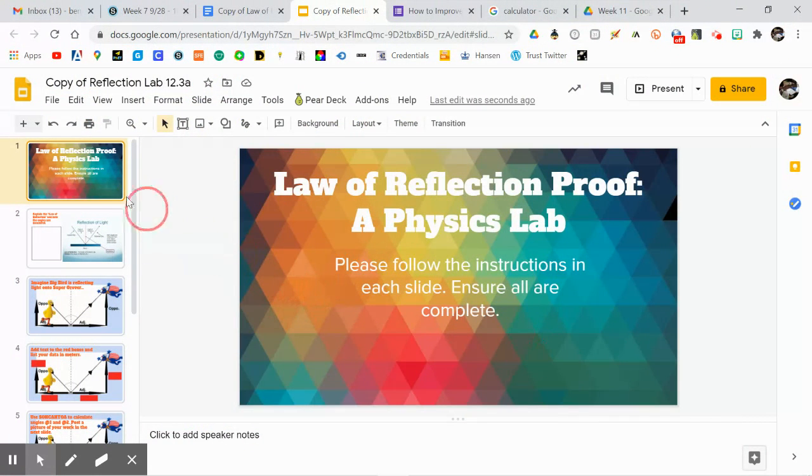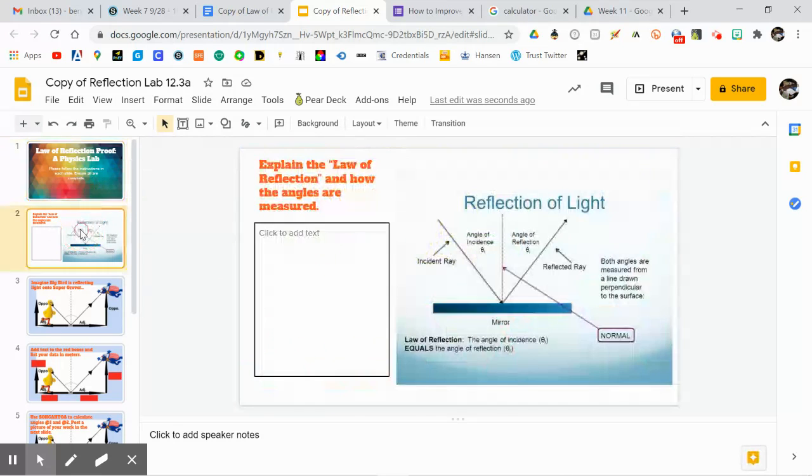So to start, we're going to go to slide number 2. And in slide number 2, it says explain the law of reflection and how the angles are measured. You pretty much have it right here in this picture. You have an incident ray of light, an incoming incident ray of light. And all of a sudden, there's a mirror on the floor, and this light is reflected.